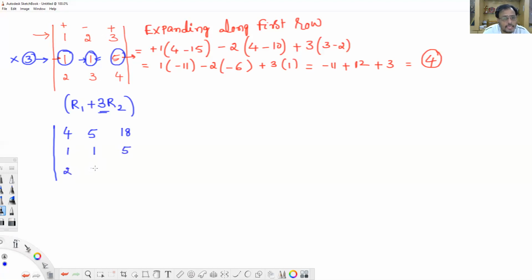2, 3 and 4. My dear students, I have done some operation here. What type of operation? Like this. Not only that, like this you can do. What I want to tell you is, you can multiply every element of any row or any column by the same number, and add it to the corresponding elements of any other row or any column, and even though the value will not change.